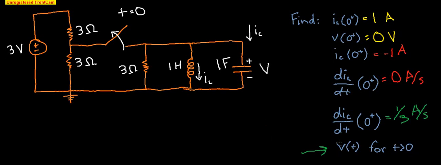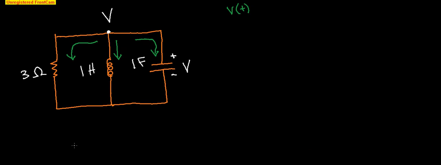We'll see that as we're solving for this. Alright, so let's solve this thing. We are looking for V of T. So that means that we want an equation that is in terms of V. Well, the equation that we were using before looks pretty good. Alright, so let's stick with that.